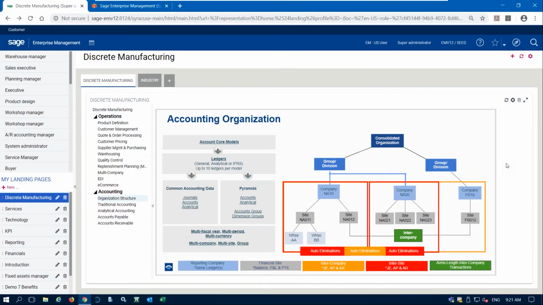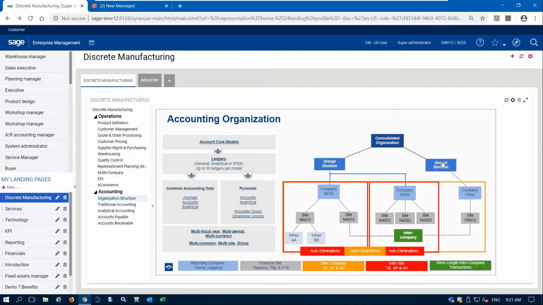X3 is a multi-legislation, multi-company, multi-site, multi-warehouse, multi-currency system. In 500, when you log in, you have to log in to each company. Within X3, you do not. You log into the enterprise, and depending on your security, you will have access to all companies' information.